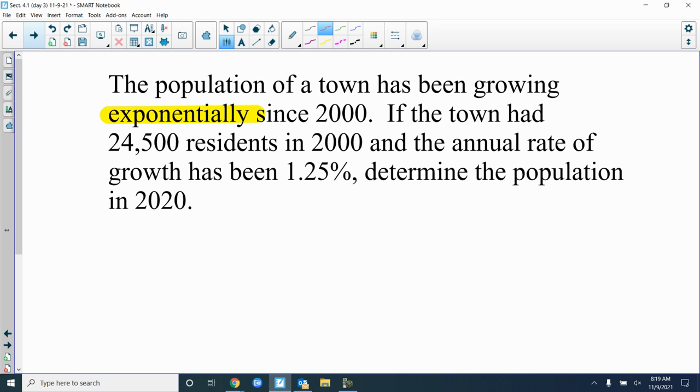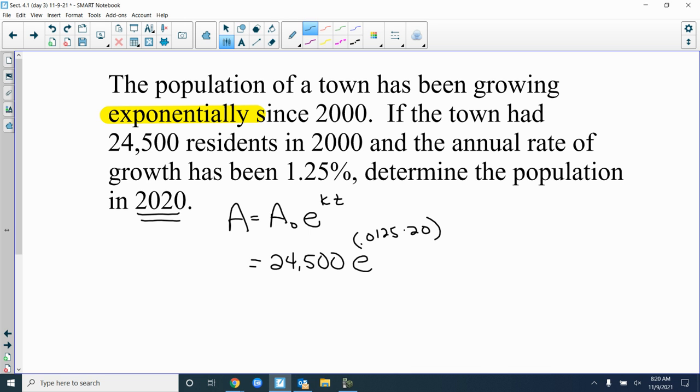The population of a town has been growing exponentially since 2000. If the town had 24,500 residents in 2000, and the annual rate of growth has been 1.25%, determine the population in 2020. So we have A equals A sub 0 e to the kt. Our original population is 24,500. K is 0.0125. Move your decimal point 2 places to the left. The time is 20 years. So that is going to be your power.